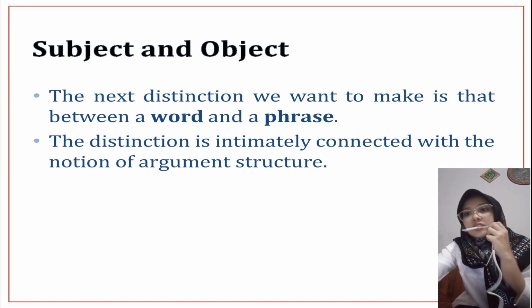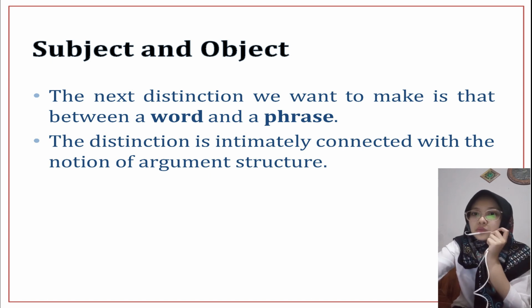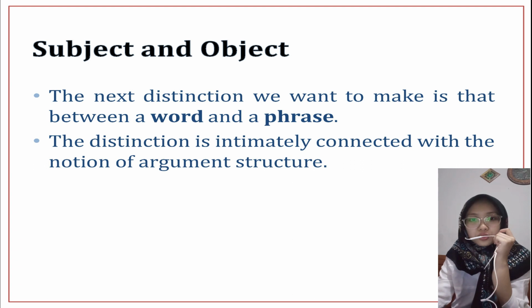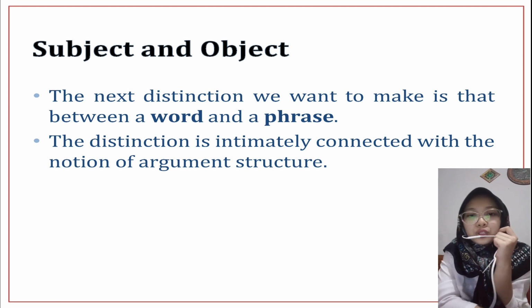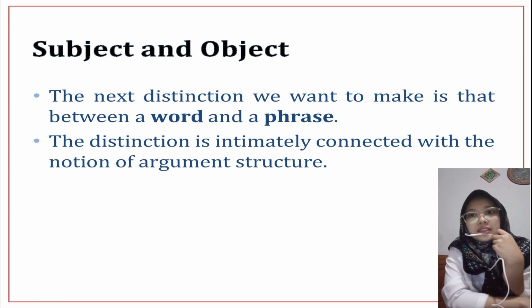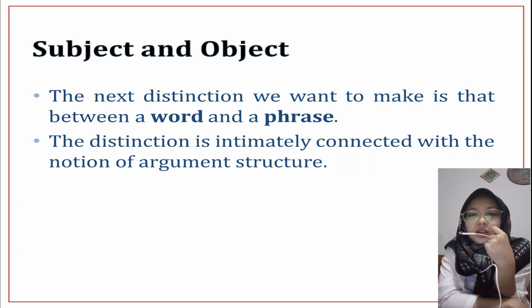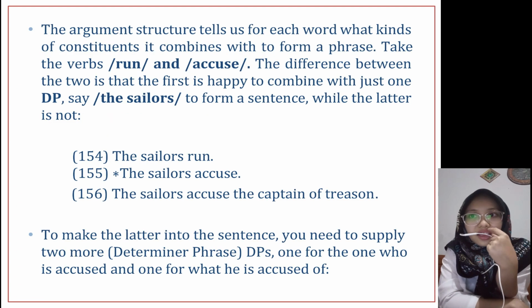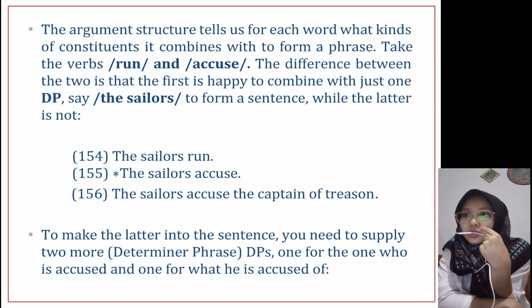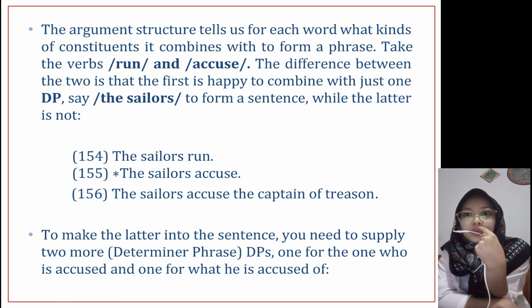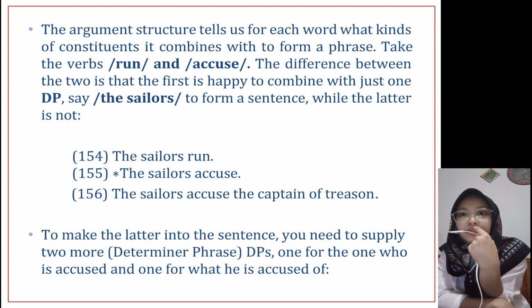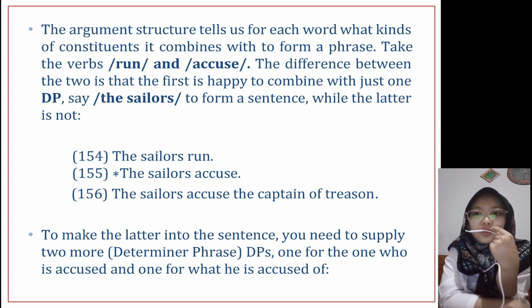Actually, the distinction is intimately connected with the notion of argument structure. The argument structure tells us, for each word, what kinds of constituents it combines with to form a phrase. For example, when we take the verbs run and accuse, there are distinctions between them. The difference is that the word run is happy to combine with just one determiner phrase.